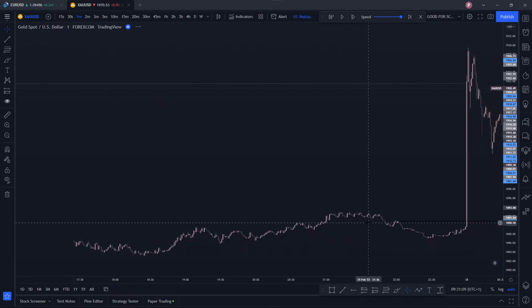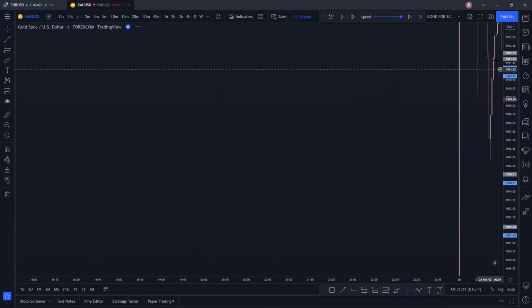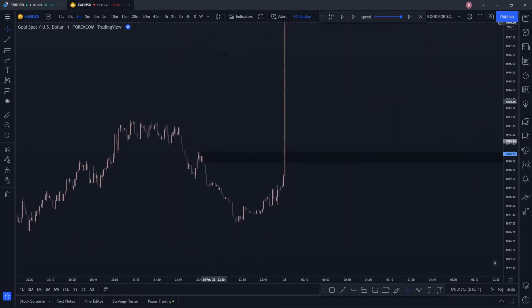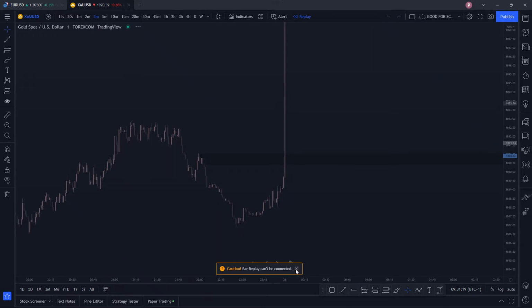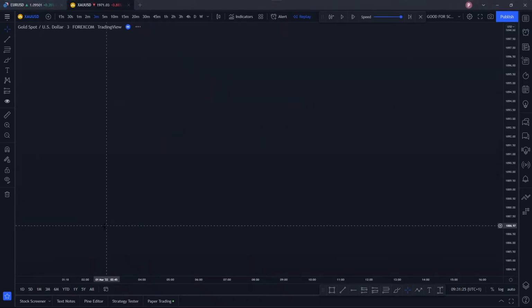If we're looking at the 1 minute time frame, there's really nothing here. This candle here, there's nothing here, but there is something here, something I've been testing, and it has been working for me. But why is my bar replay not connecting? One second. Wi-Fi is still on.